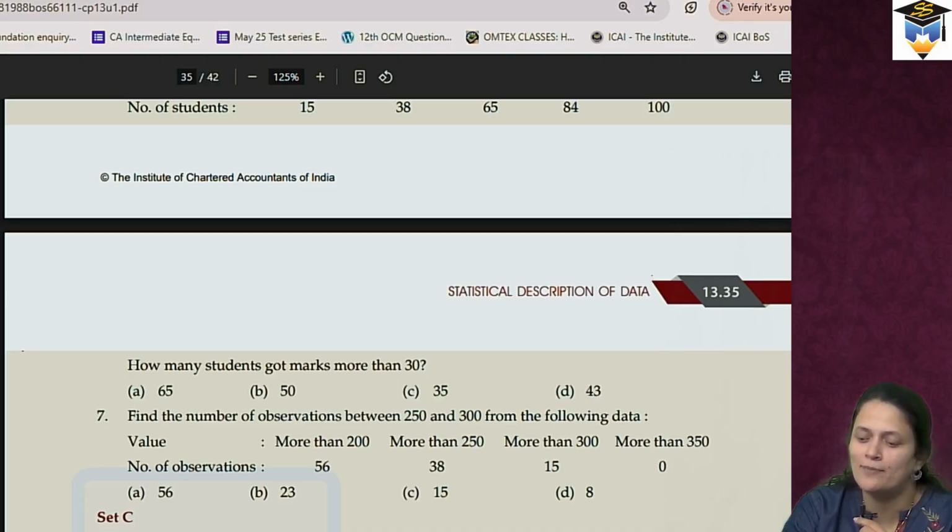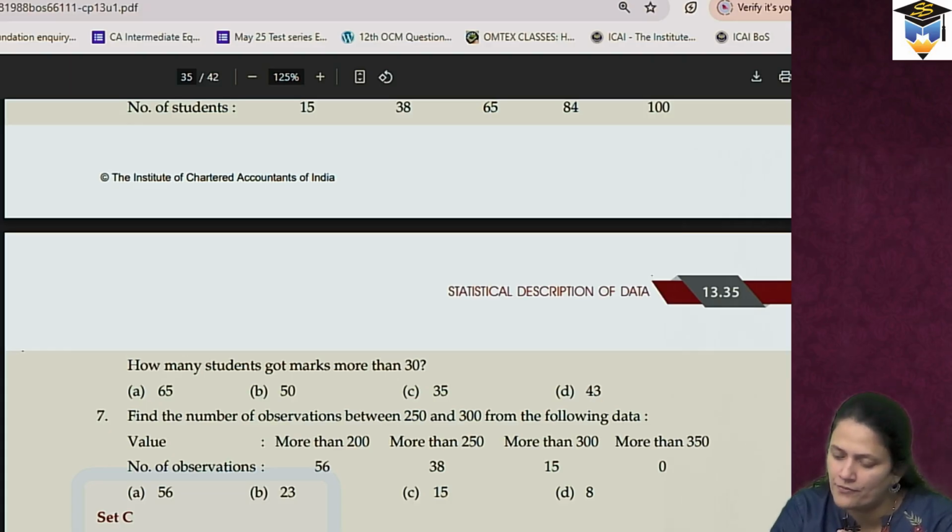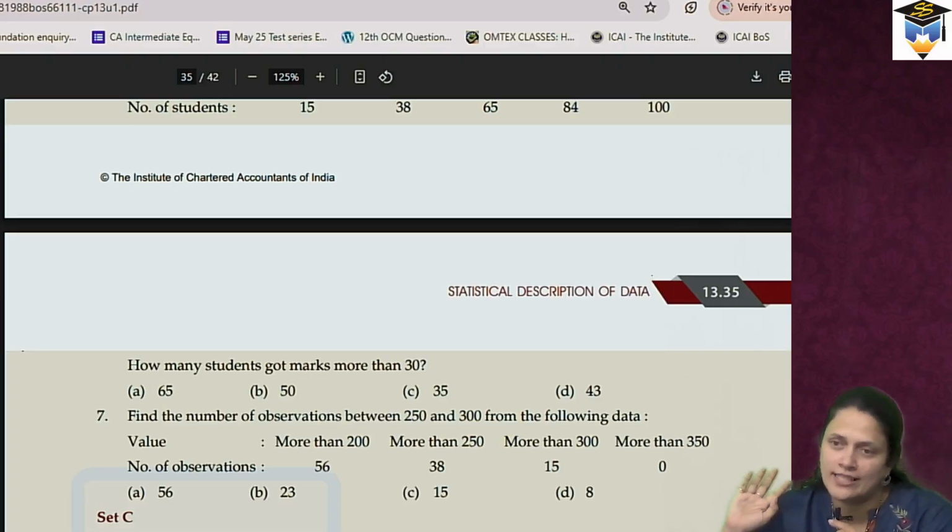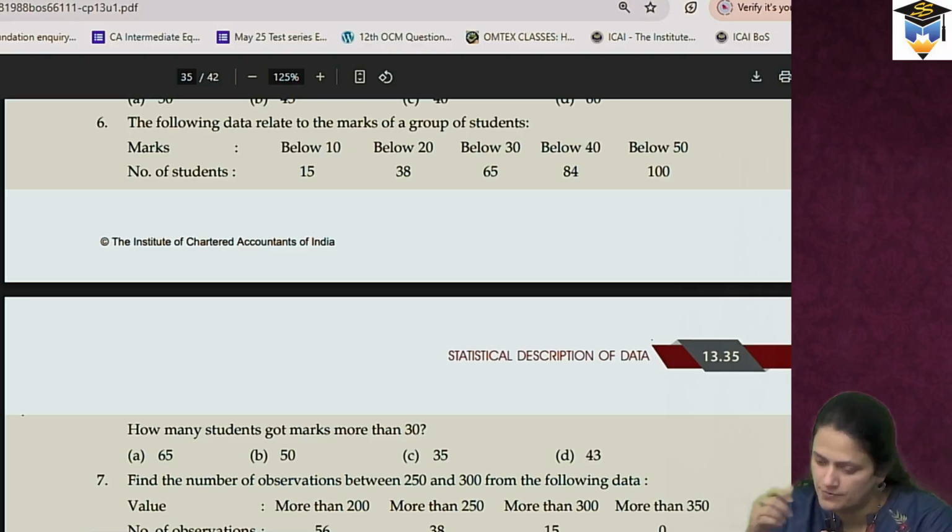What do we have to do, minus? Correct. Do we have to add or subtract? Okay, now tell me how much is 30 plus 65? Okay, first let us go one by one. How many total number of students are there? Check the question. Total number of students?